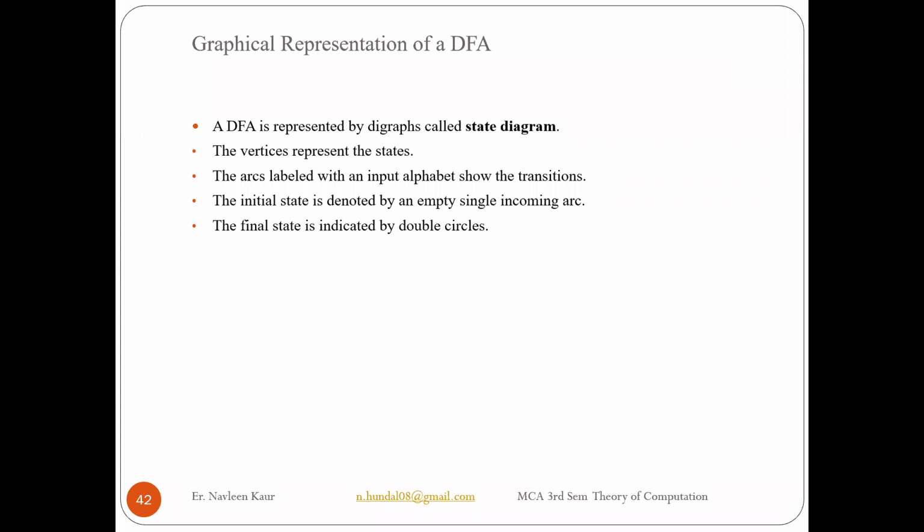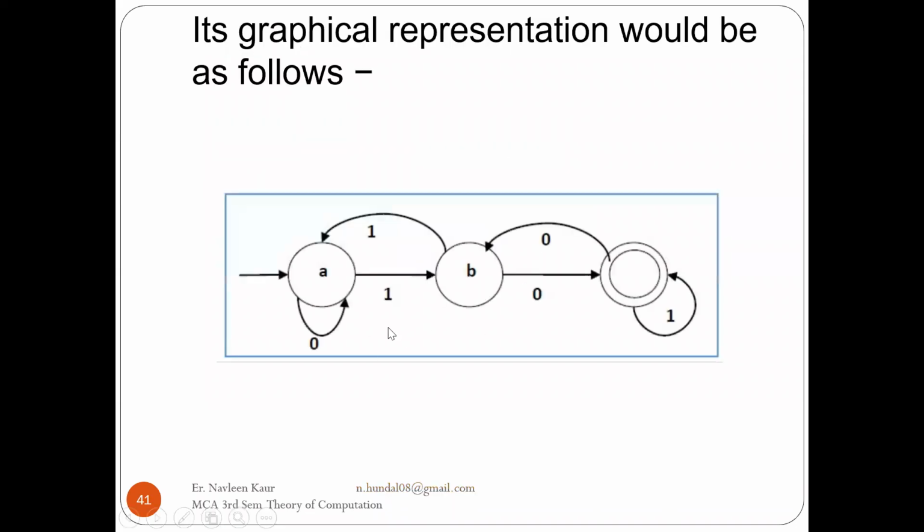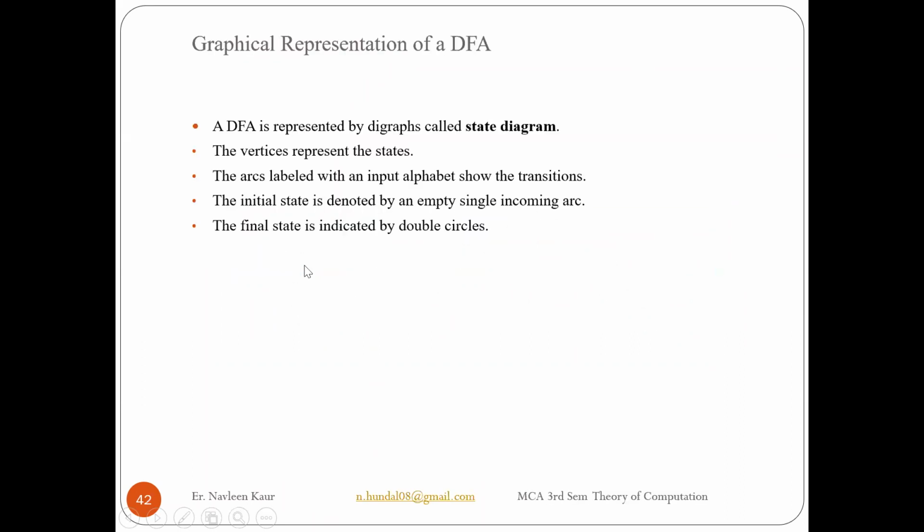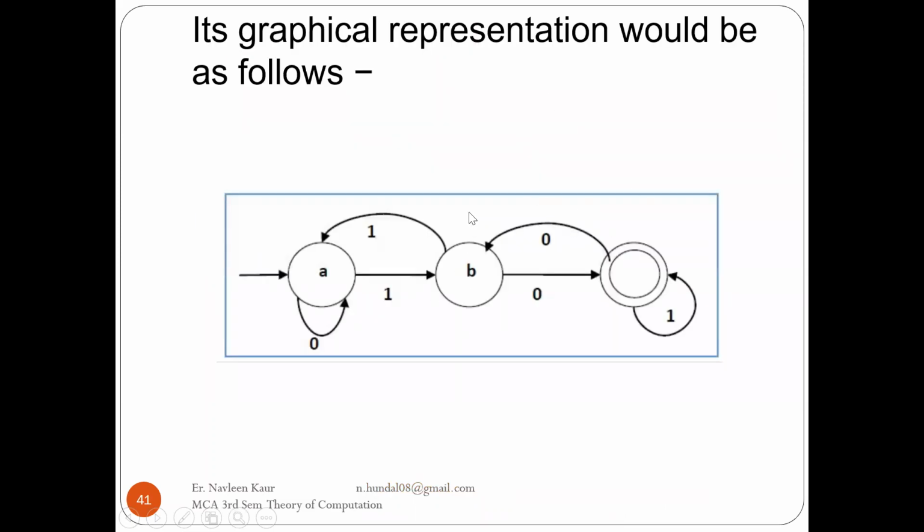So just to summarize, if you talk about graphical representation, this is a graphical representation. Can you see? A graph which has edges and vertices, right? These are the edges, these are the vertices. So a DFA is represented by diagrams, right? And this is known as a state diagram.